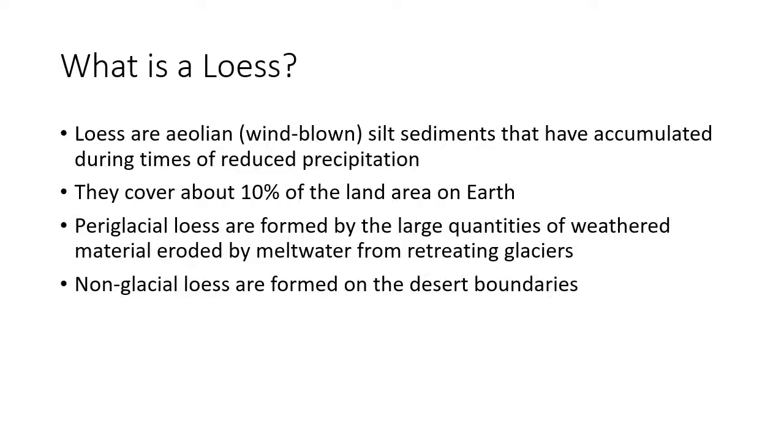And we're going to focus on two different kinds of loesses: periglacial loesses, which are formed primarily from weathered material from glaciers, and there's also non-glacier loesses that form primarily on the boundaries of deserts.